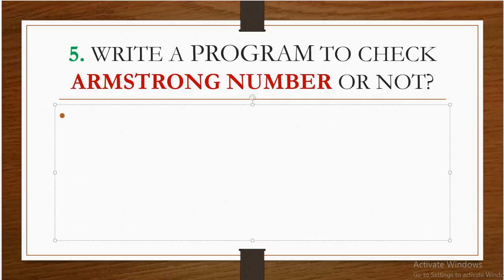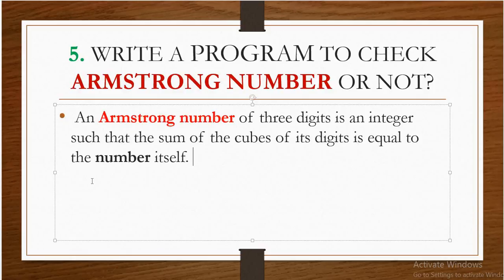Now let's start the fifth program. Now we are increasing step by step. Now I will write a program to check whether a number is an Armstrong number or not. First we must know what an Armstrong number is. What is an Armstrong number? An Armstrong number of 3 digits is an integer such that the sum of the cube of its digits is equal to the number itself.